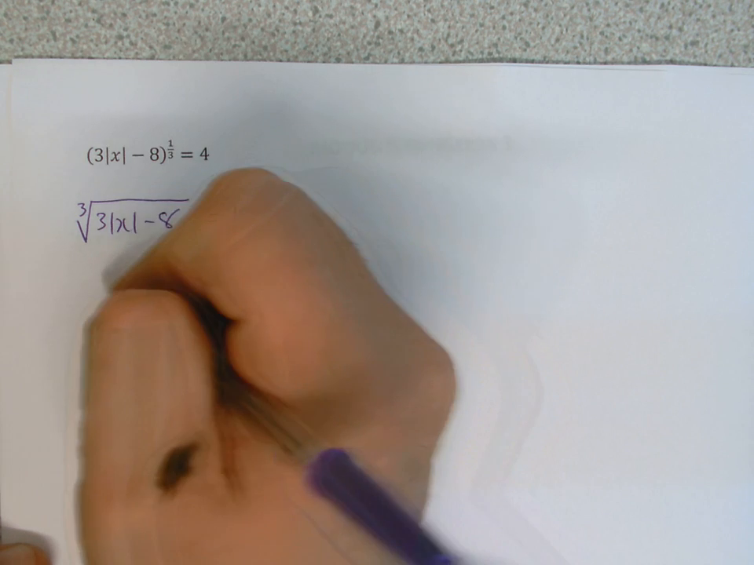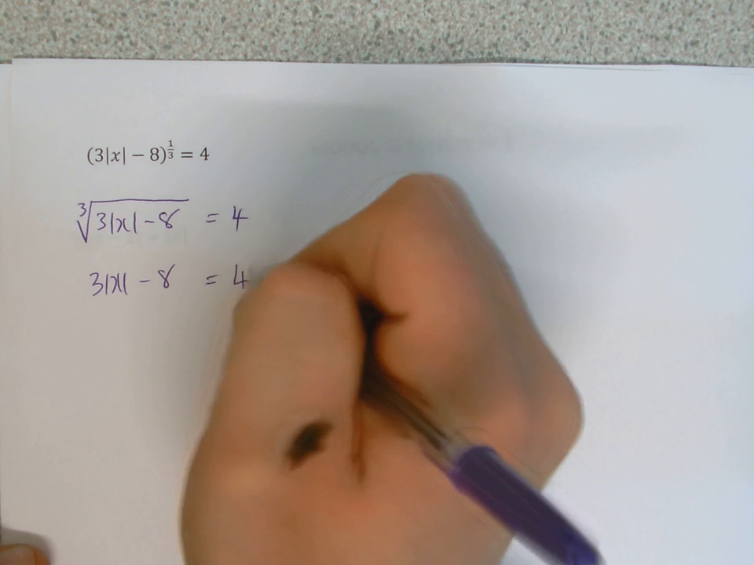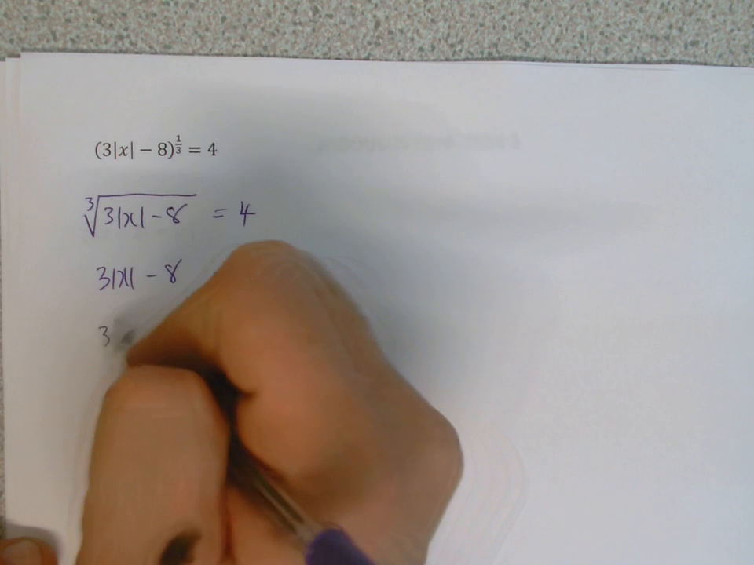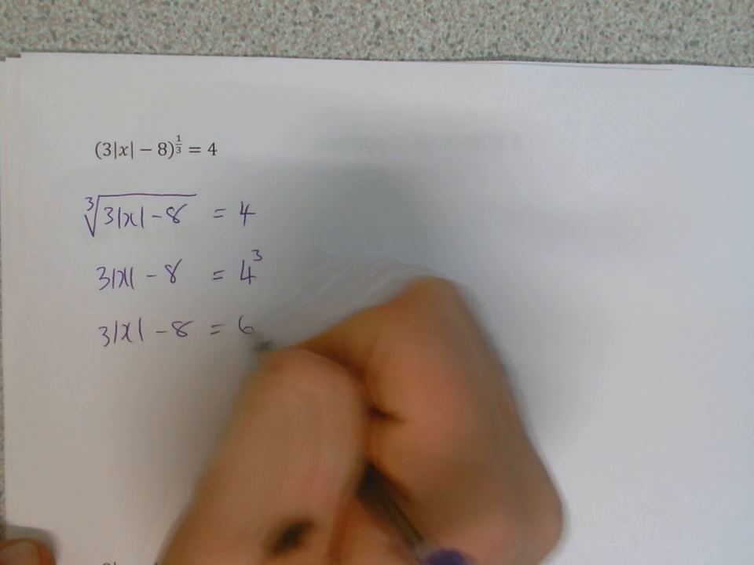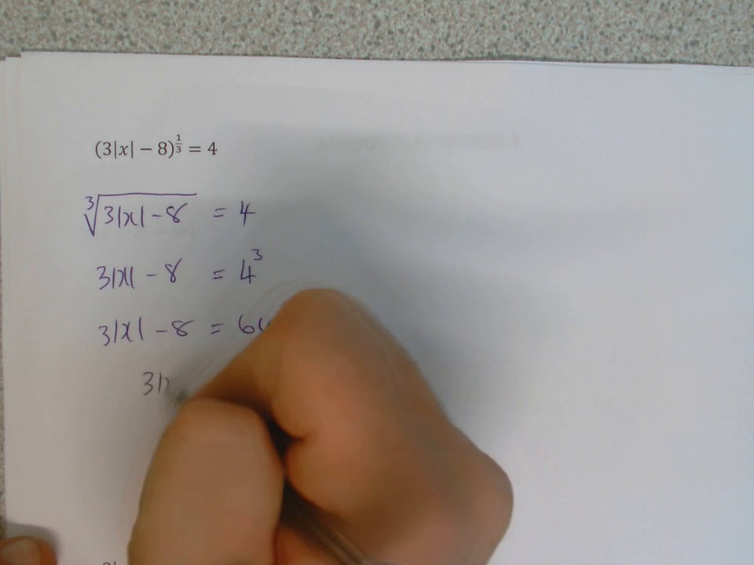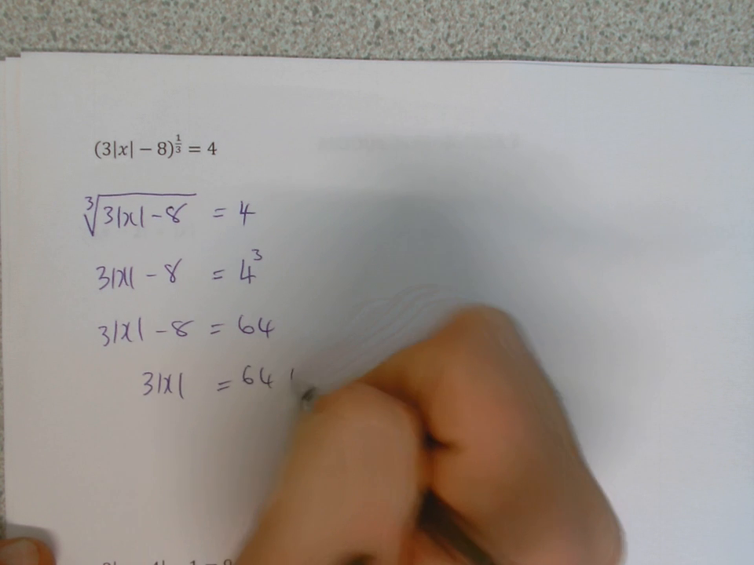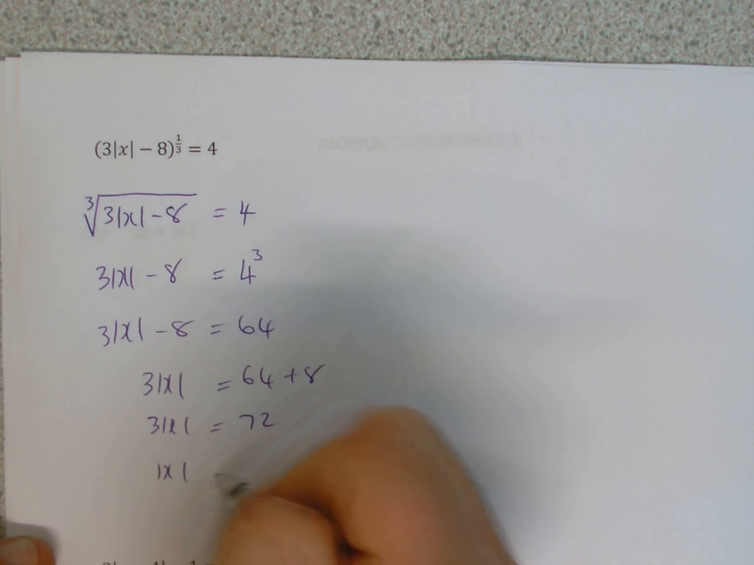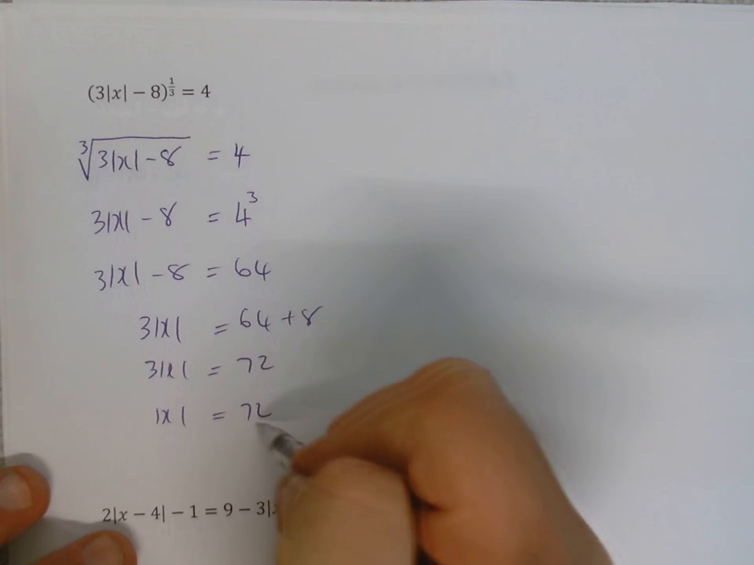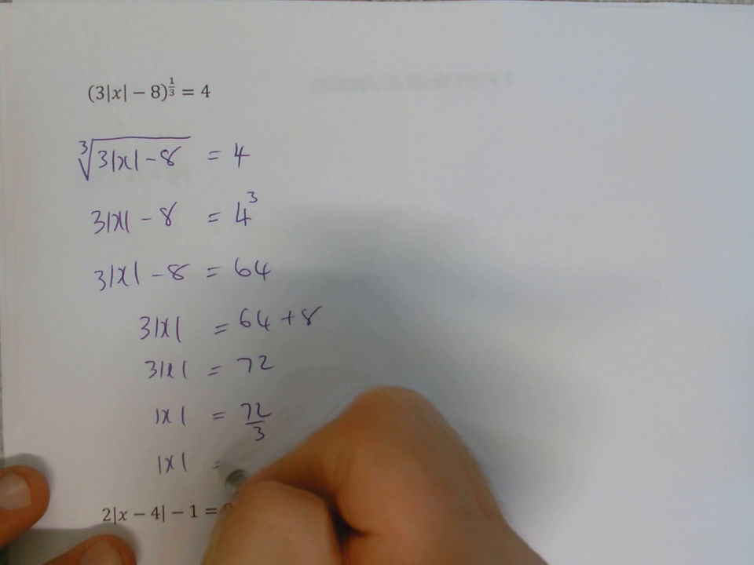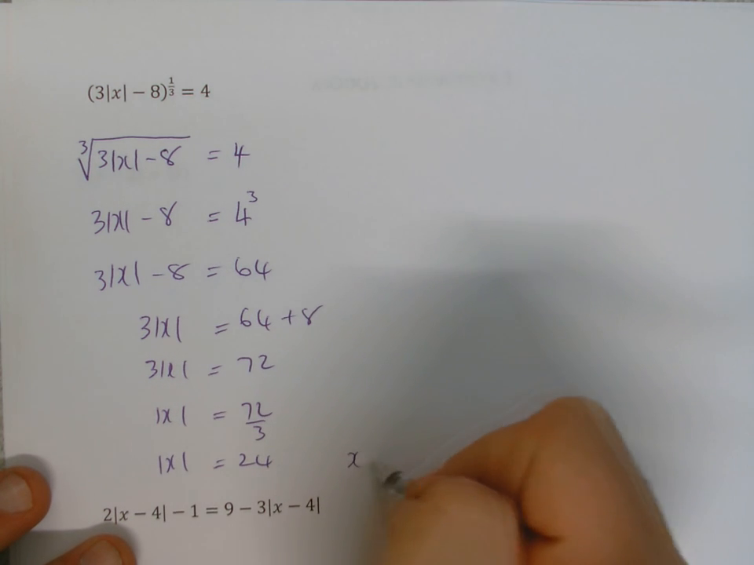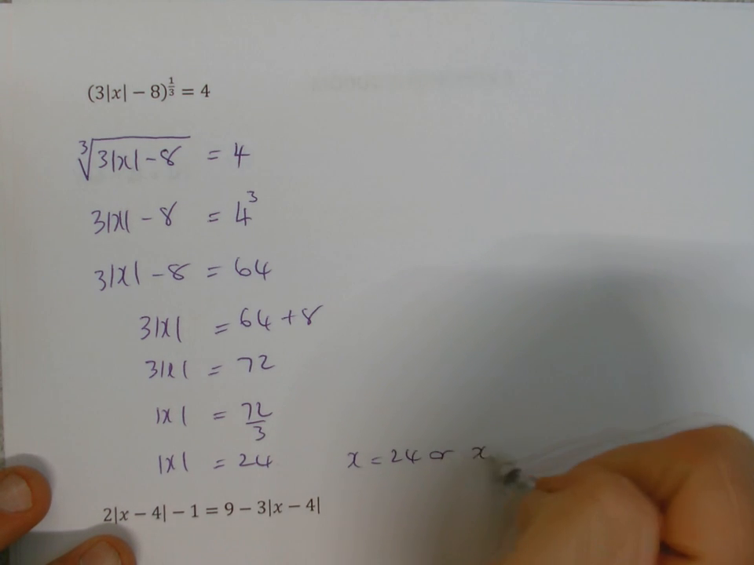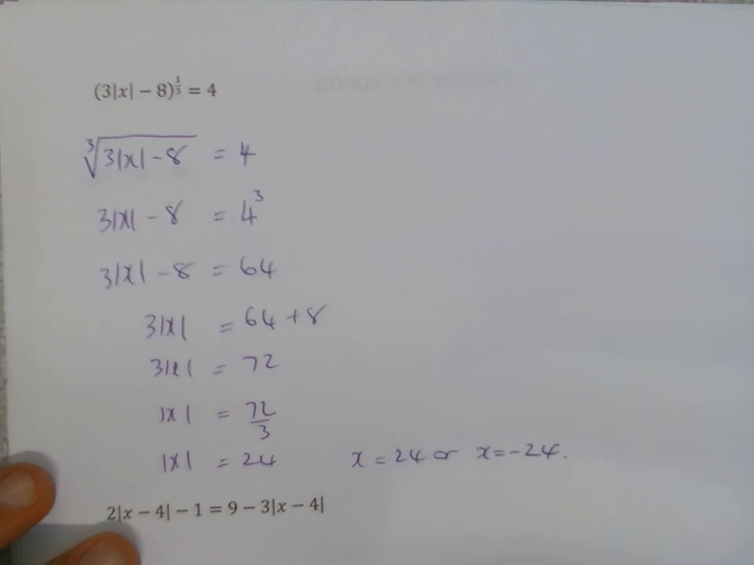So if I cube both sides, I have 3 mod x take away 8, and then I cube this. So 3 mod x take away 8 is 64. 3 mod x will be 64 plus 8, so 3 mod x will be 72. So mod x then will be 72 divided by 3, so mod x will be 24. Okay, so that means x is either 24 or x is equal to negative 24.